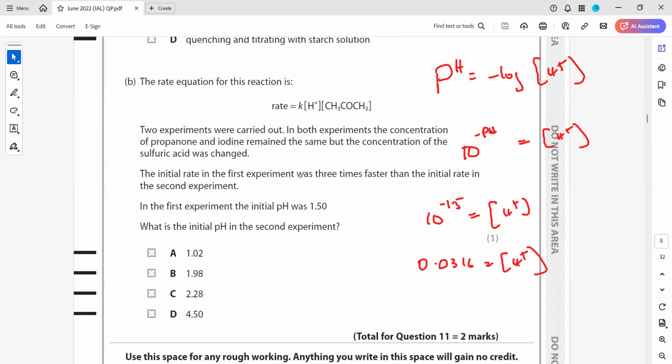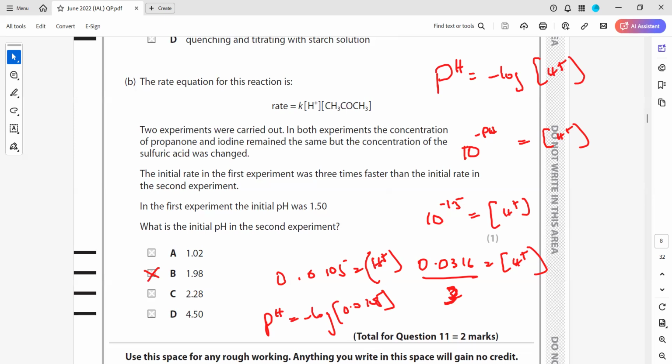But the second experiment: the first experiment was 3 times, so the second experiment has been divided by 3. So the new hydrogen ion concentration is divided by 3. What's the answer here? 0.0105. That is the new hydrogen ion concentration. Now what is the pH? pH is equal to minus log of hydrogen ion concentration.